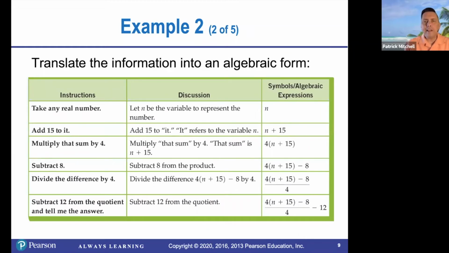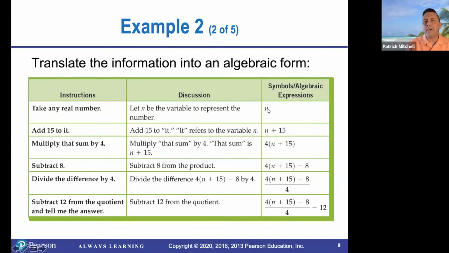So if we translate this information into algebraic form, first we'll take any real number and we'll call it n. Then we'll add 15, which brings us to n plus 15. We'll multiply that sum by 4. So notice again the parentheses, the sum is being multiplied by 4. Then we'll subtract 8, which gives you this. We'll divide the difference by 4, which gives you this. And then finally, we'll subtract 12 from the quotient.